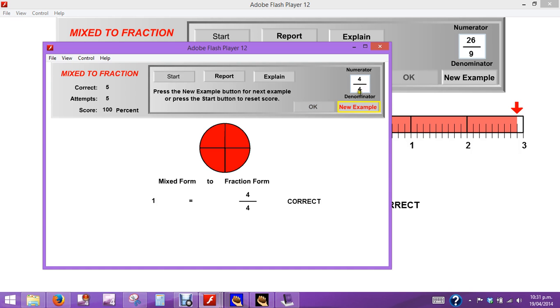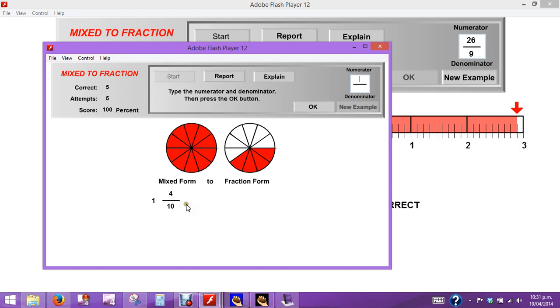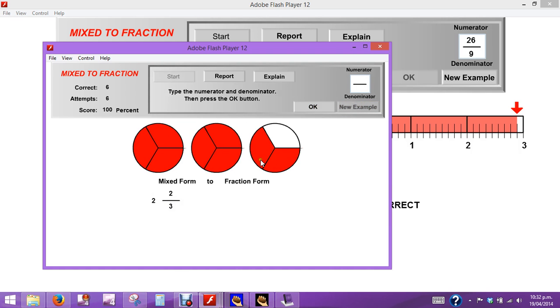Still correct. Very good. Next one there, 1 and 4/10, 10/10 there, so I'm in tenths, always writing it as the same base or denominator as the fractional part. I think about the whole as a fraction. 1 times 10 is 10/10 there, plus the 4/10 added on to the whole number, so 14/10. New example, 2 and 2/3, 2 3s is 6, plus 2 is 8/3.